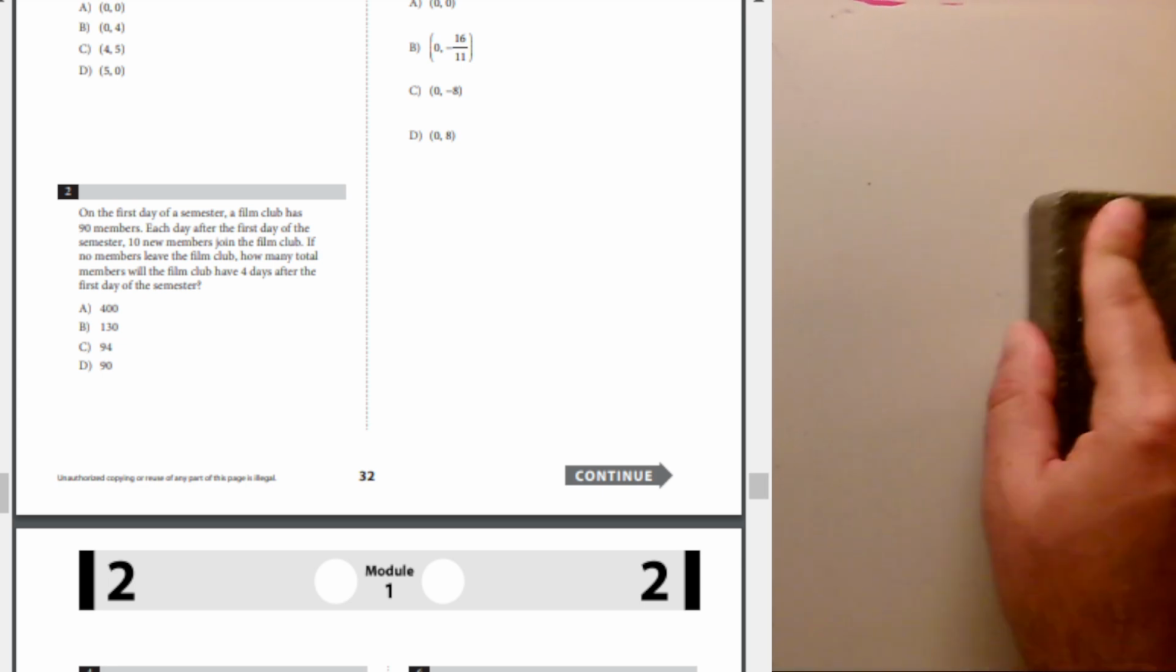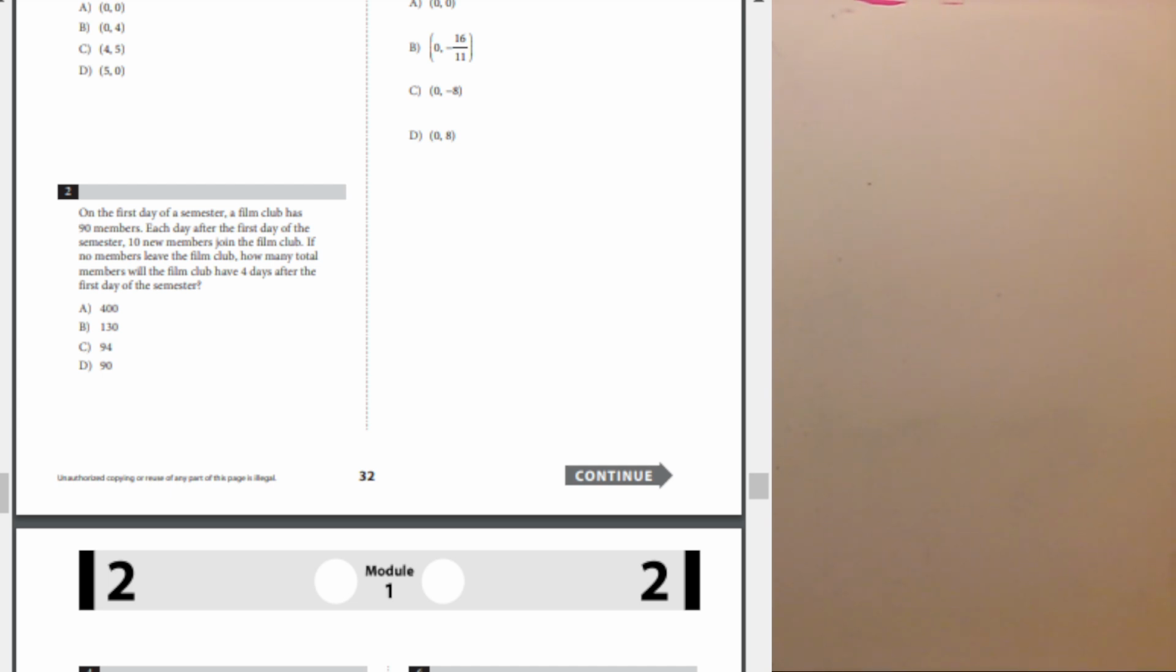Number 2. On the first day of a semester, a film club has 90 members. After the first day of the semester, 10 new members join the film club each day. If no members leave the film club, how many total members will the film club have 4 days after the first day of the semester?